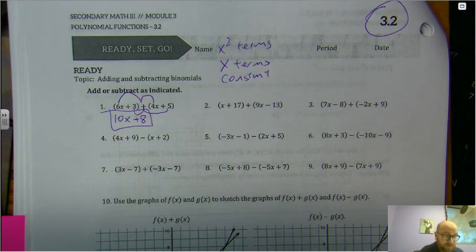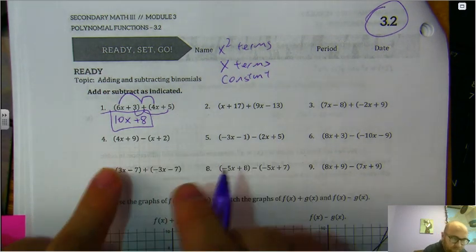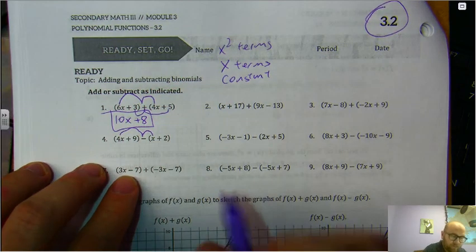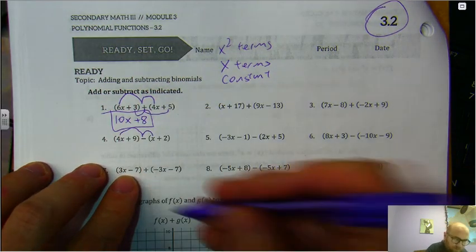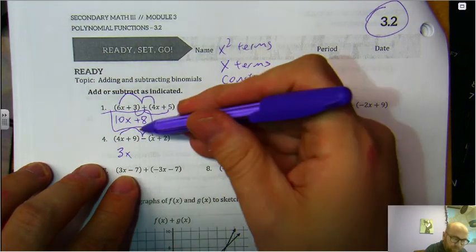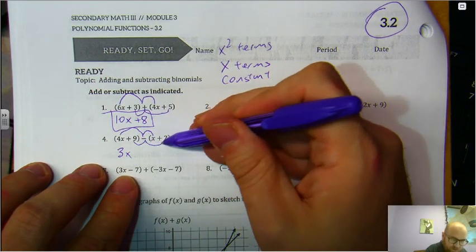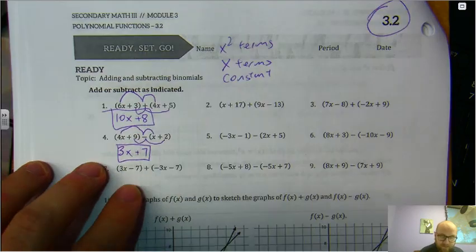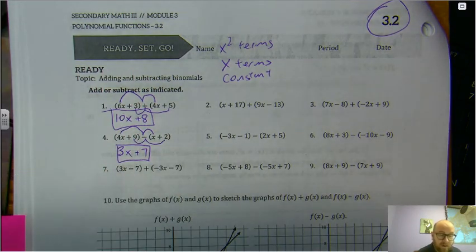But let's maybe do a more complicated one. Let's do number 4 here. So now we have 4x minus x. Well, 4 minus 1 is going to be 3x. And then we're going to have 9 minus 2, which is going to be 7. Not so bad so far. But let's maybe do a more complicated one.